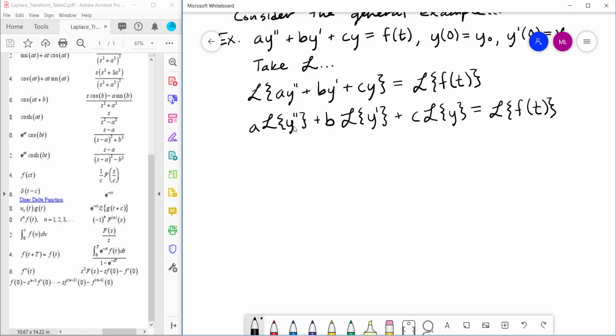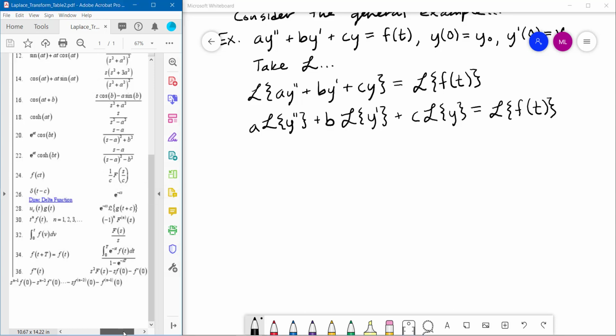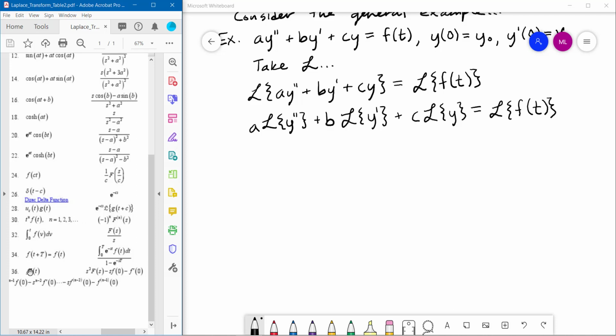So what is the Laplace transform of y double prime? Well, down here in our table, I have the Laplace transform of f double prime. All we would need to do to deal with y double prime instead is replace the f's that show up here with y's. And in our usual notation, if lowercase f transforms to capital F, then lowercase y will transform to capital Y. So I'm just going to use this and plug it in right here.